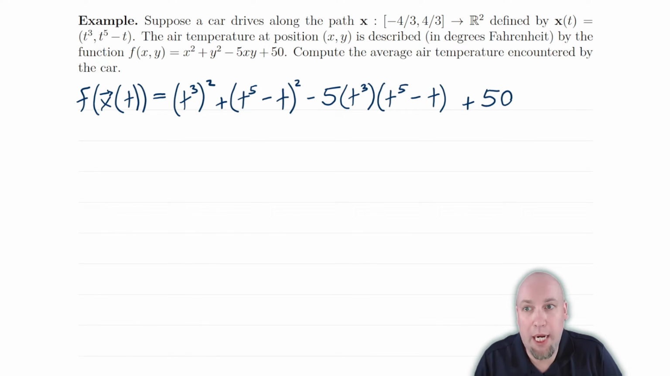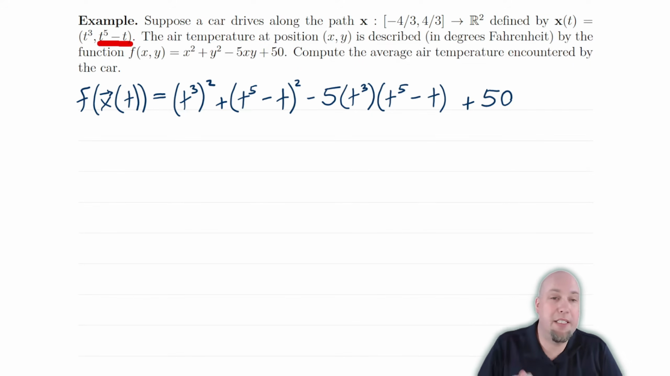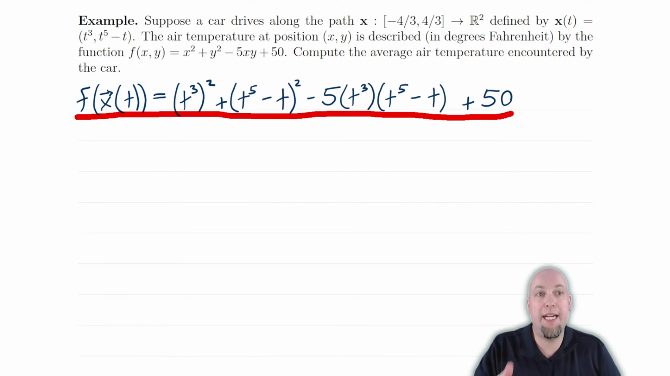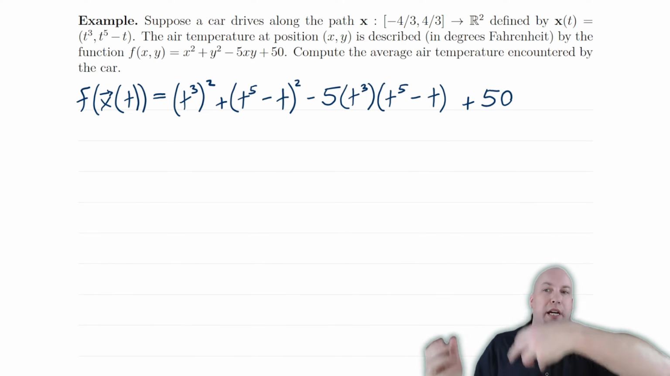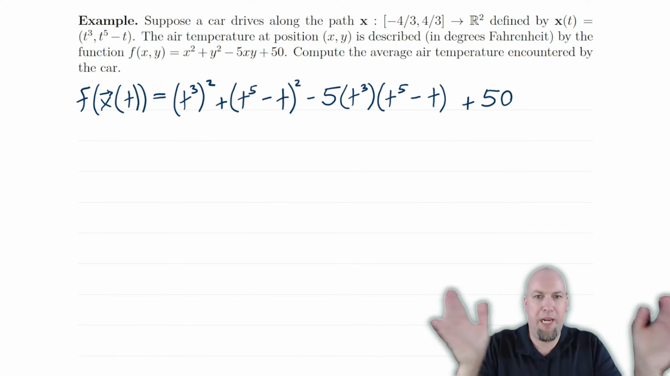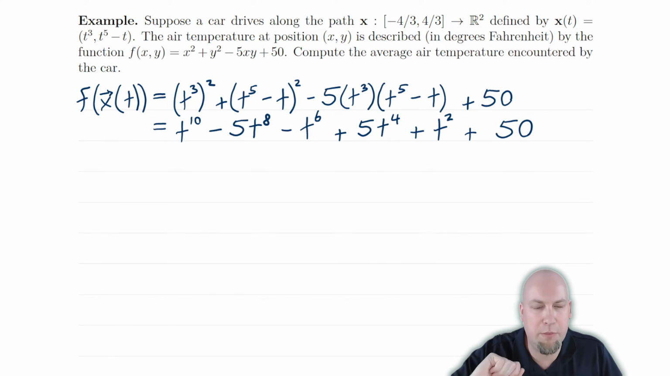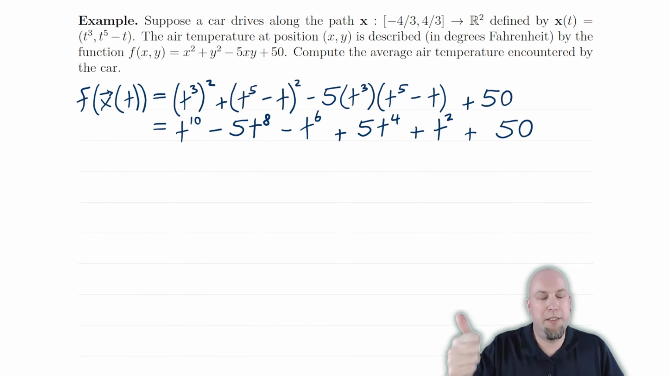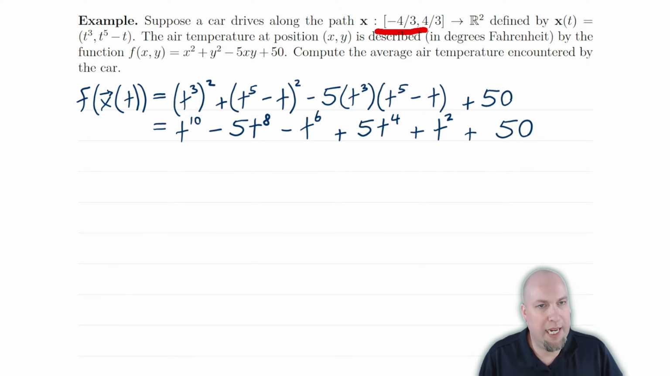And everywhere I see y, I replace it by t to the power 5 minus t, because that's the y component. So I get this expression here as my direct time-to-temperature function, my composite function. And all I'm going to do is expand that out, and it's just a polynomial. What I'm going to do now is integrate that and divide by the width of the time interval. And that'll give me the average temperature.